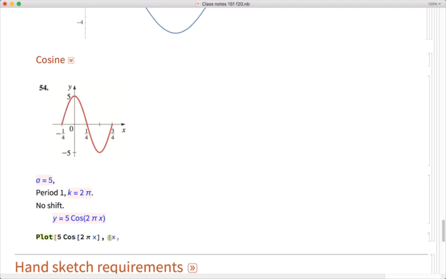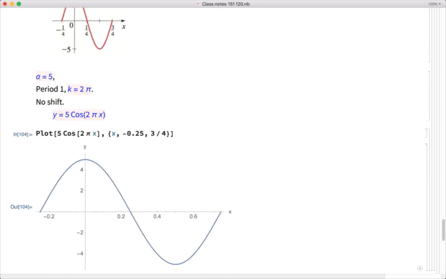We're going to plot it from minus 1/4 to 3/4. Okay, so we get the same graph this time using a cosine function.